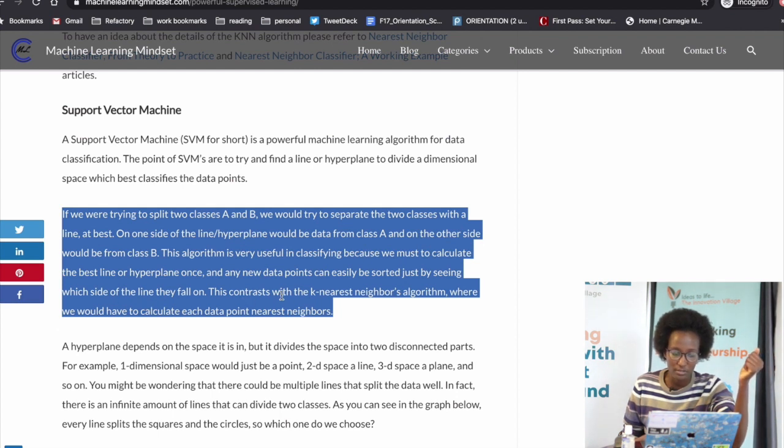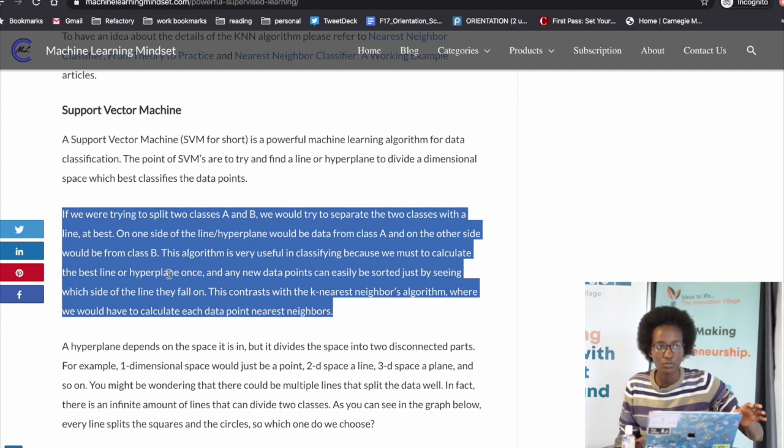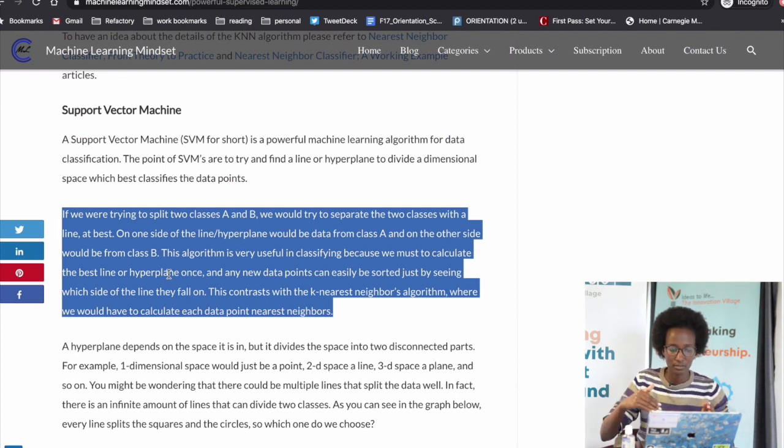This contrasts to the k-nearest neighbors algorithm, where we would have to calculate each data point's nearest neighbors. Okay, so support vector machine, so hyperplane is for when sometimes you don't just have an XY axis, sometimes you have an XYZ axis. So that's why they keep saying line or a hyperplane.